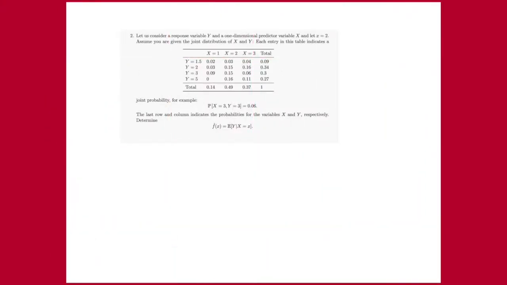Hello everyone. In this video we are going to solve this question 2. In this question 2 we are in the following situation. We have a response variable y that we want to predict, and we have a predictor variable x, which in this case is one-dimensional. And for x and y we have this joint distribution.